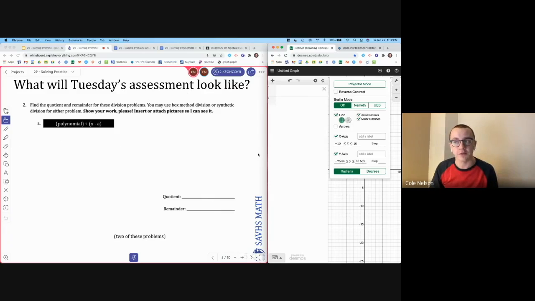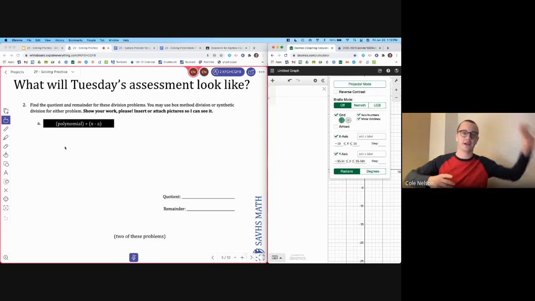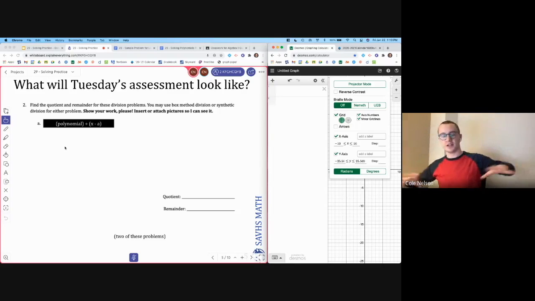Okay, the next part of the assessment is going to look like this. These are straight up polynomial division problems. This says you may use box method division or synthetic division for either problem. So there are 2 of these problems where you just have a polynomial divided by a potential factor. You have to find the quotient and the remainder, okay? It is possible that you will have a remainder. It's also legit that your remainder will be 0. So both of those possibilities are within the realm of what I might be giving you. So just know that that's possible.